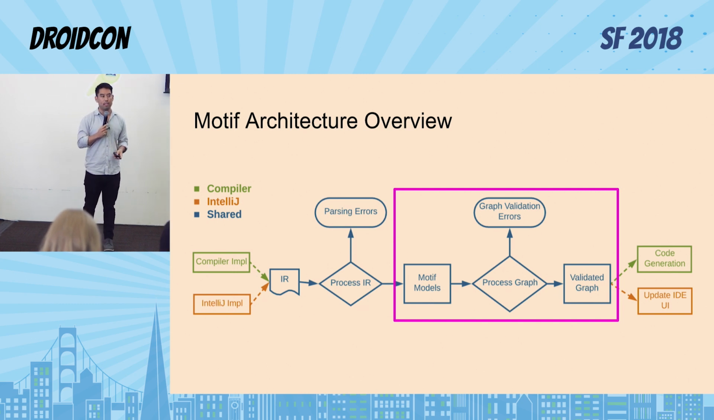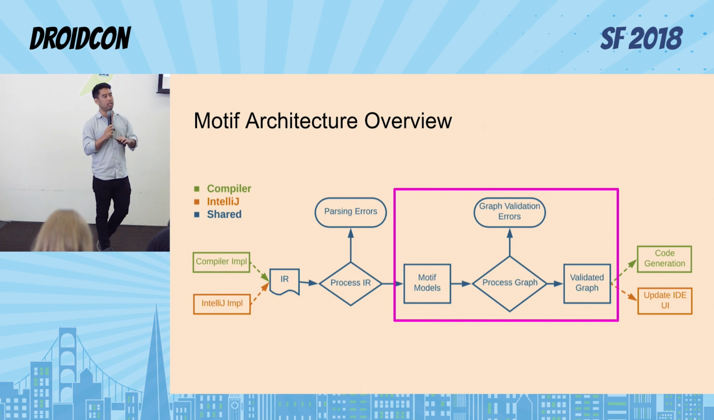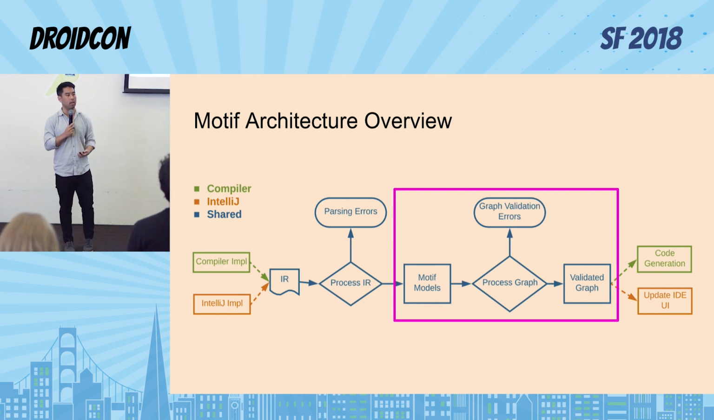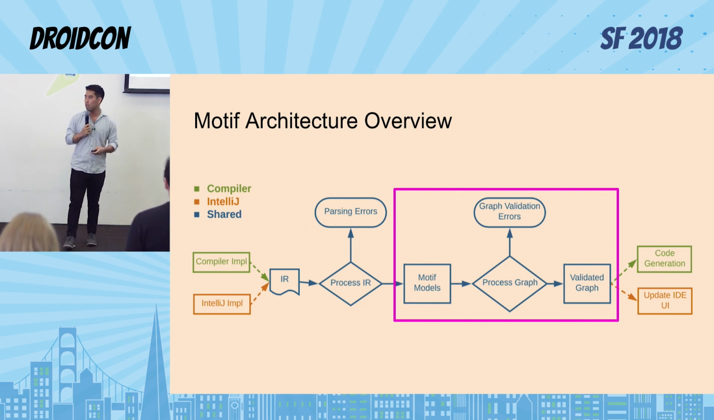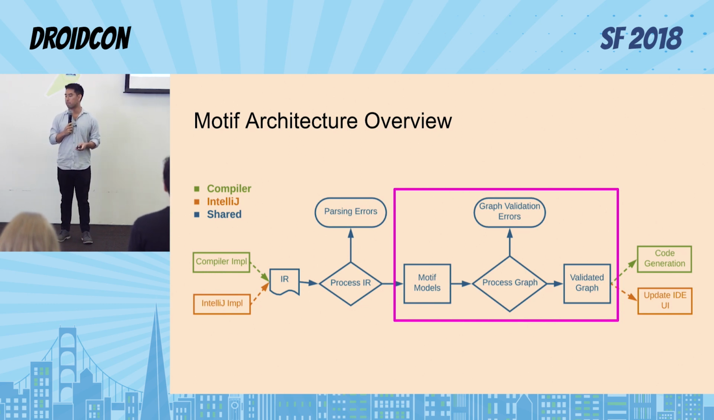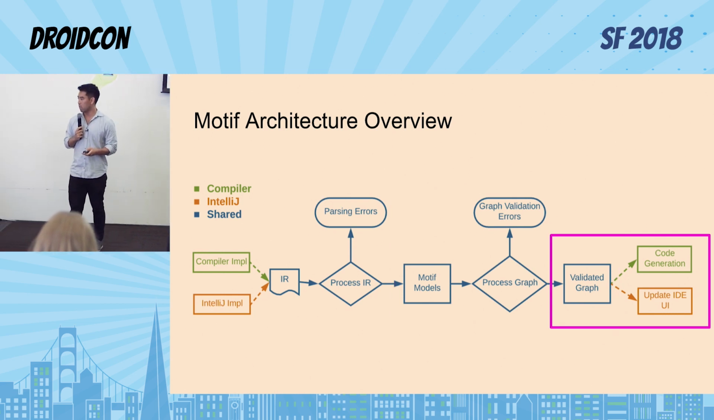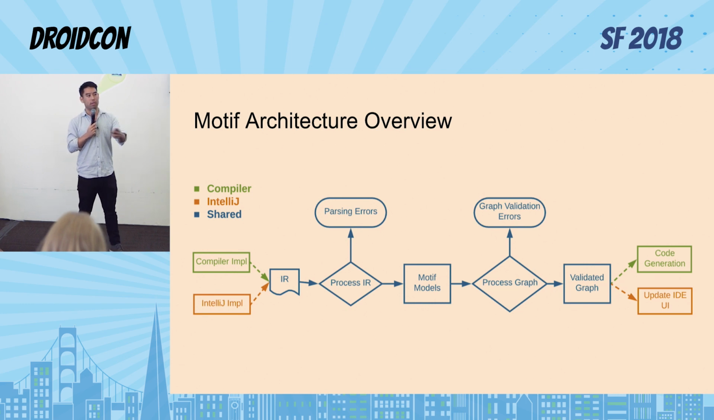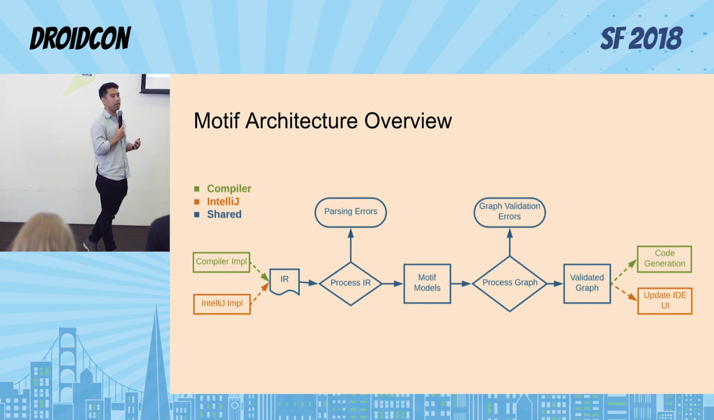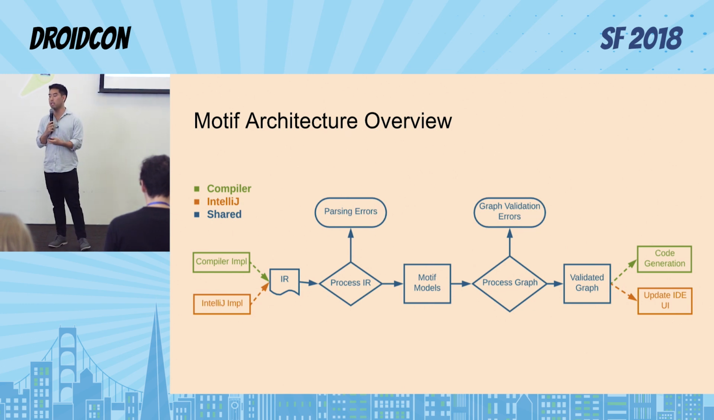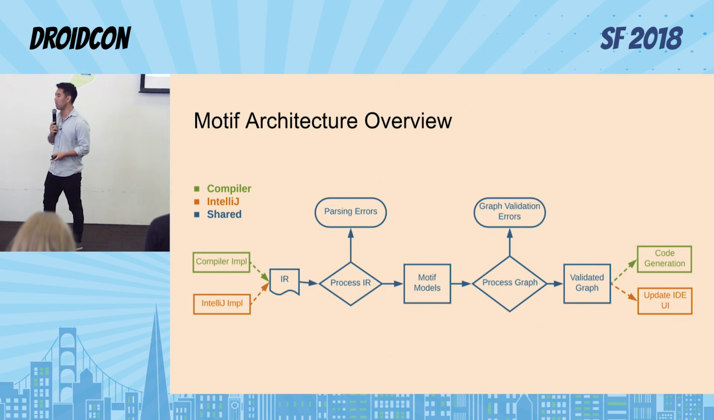But once we have that validated graph, this in-memory representation of the dependency graph, we'll hand it off now to either the compiler to code generate our implementation of the scope interface that we define, or we'll update the UI in some way. And we'll take a look at that use case in a little bit. And that's this piece here. So again, most of Motif's logic is actually unaware of whether it's operating in the annotation processing world or in an IntelliJ plugin. And that's really powerful, and we'll see why here.